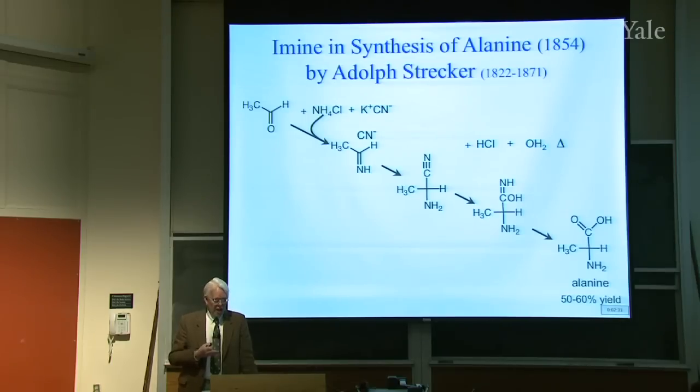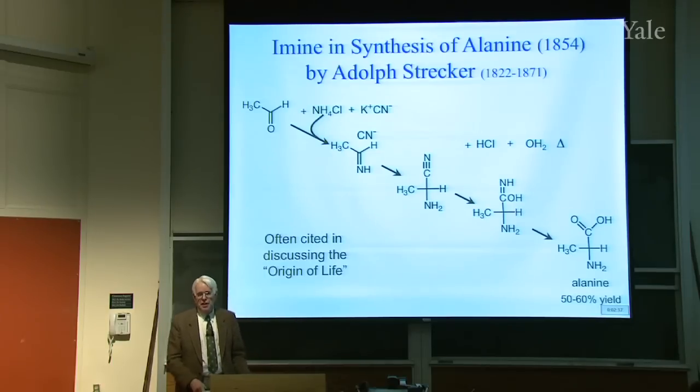So such a high yield from such very simple compounds suggests to a lot of people that this could be involved in the origin of life. There are people who get into discussions and debates about how life might have begun. One thing you need is amino acids. This could have provided amino acids without any extraordinary requirements in terms of starting materials and complicated mechanisms.